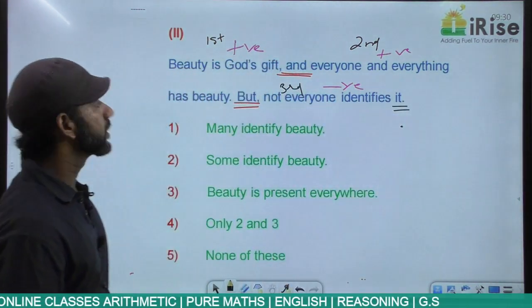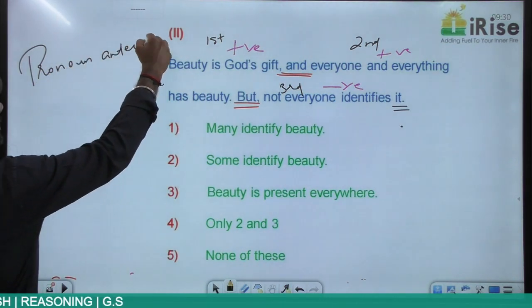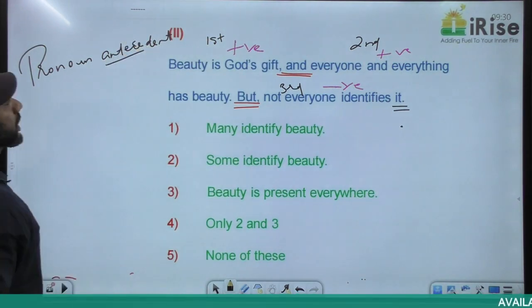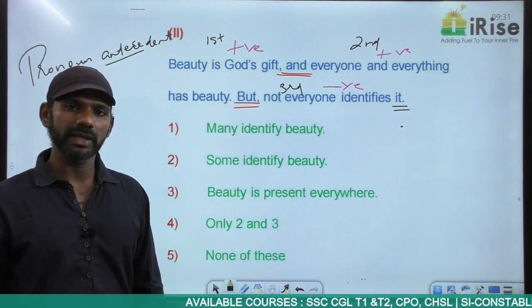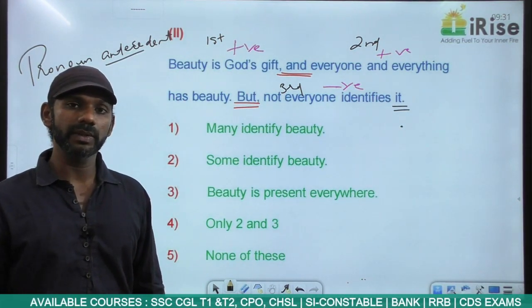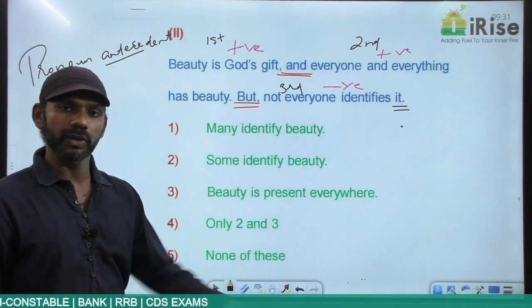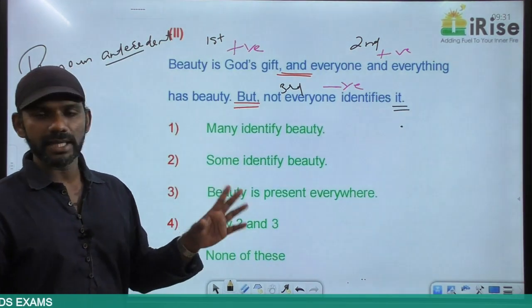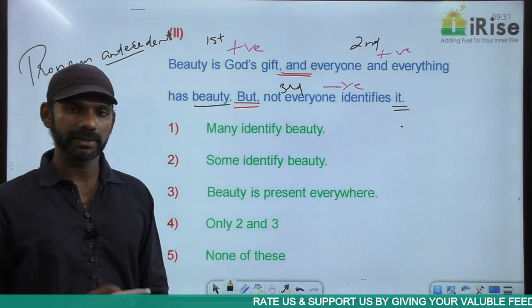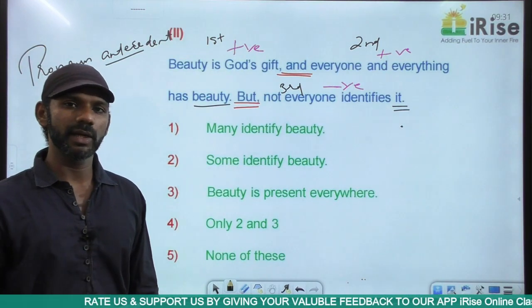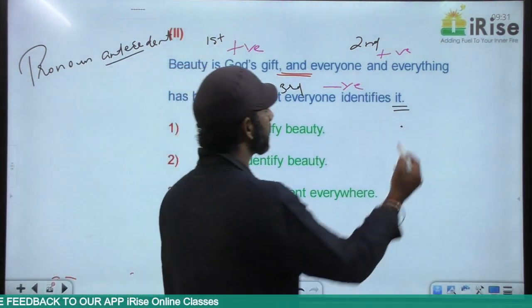It is a pronoun. We have discussed a concept called pronoun antecedent. Ante means before. Pronoun antecedent means every pronoun must refer to a noun before it. A singular pronoun can refer only to a singular noun, and a plural pronoun can refer only to a plural noun. That is the concept of pronoun antecedent. It is a singular pronoun referring to which noun here? But not everyone identifies it. It refers to beauty. Beauty is uncountable. There's nothing like one beauty, two beauties. Beauty is uncountable. Uncountable nouns always carry a singular verb and a singular pronoun. So it refers to beauty here.